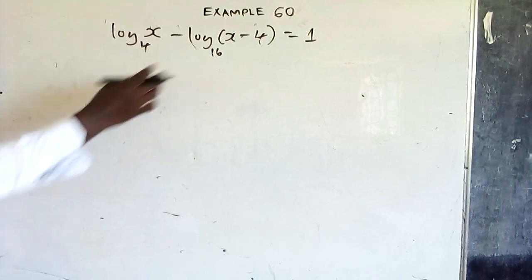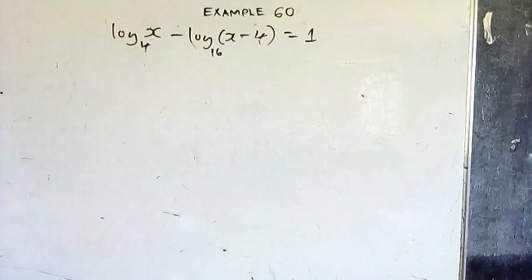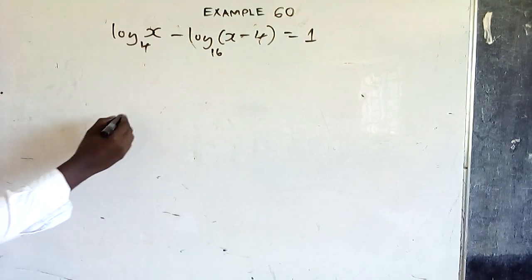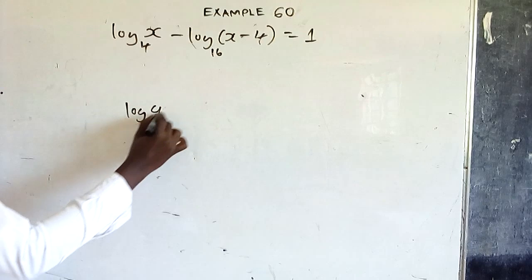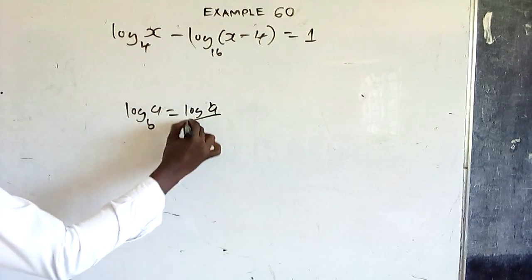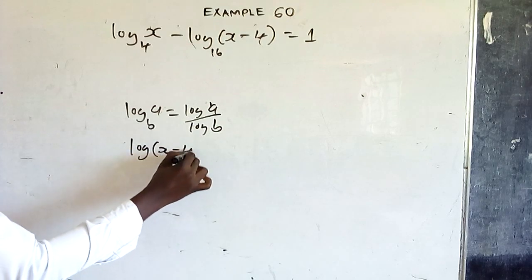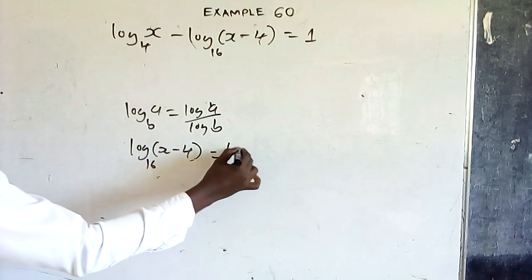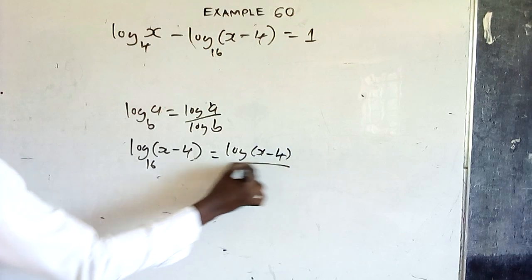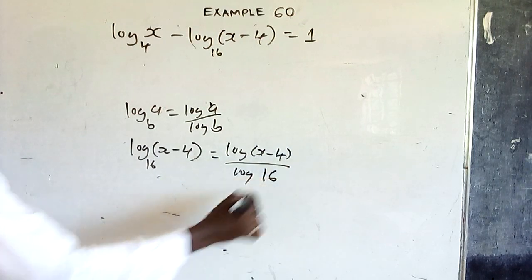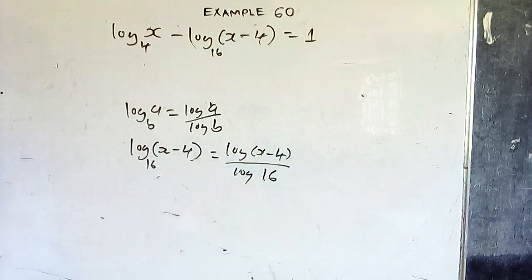So base 16 can easily be written in terms of 4, so you just leave it as 4 squared is 16. So let us start. When you have log a to base b, that is the same as log a over log b. So when you have log (x minus 4) to base 16, that is the same as log (x minus 4) over log 16. The base is the logarithm in the denominator.